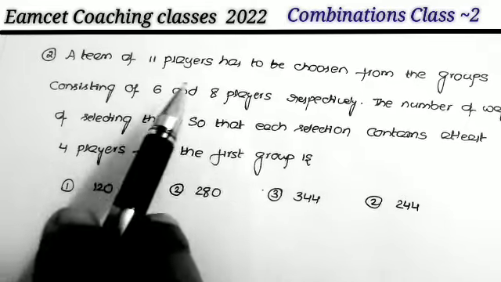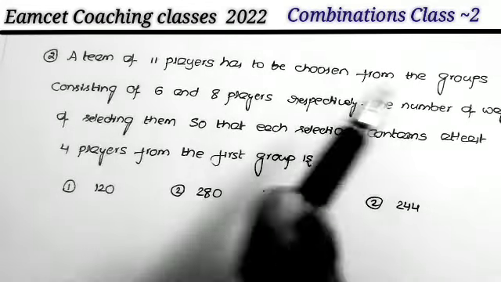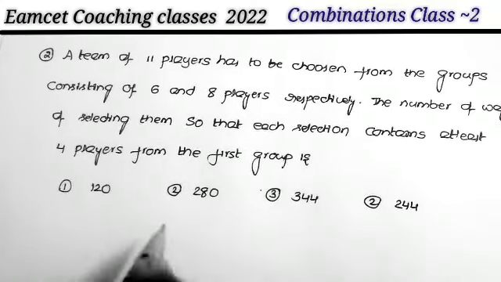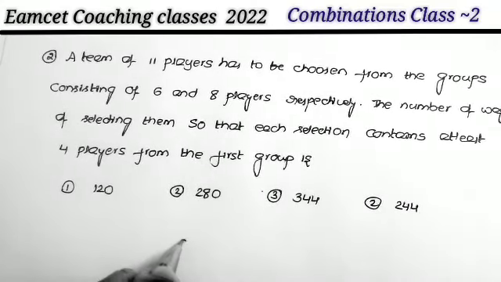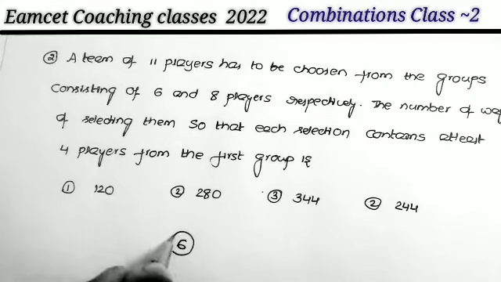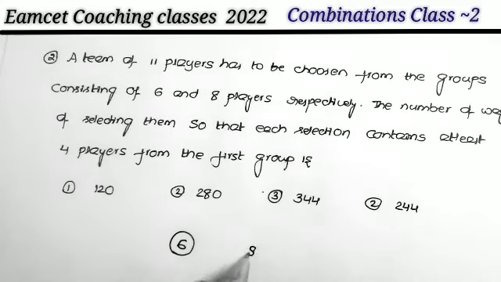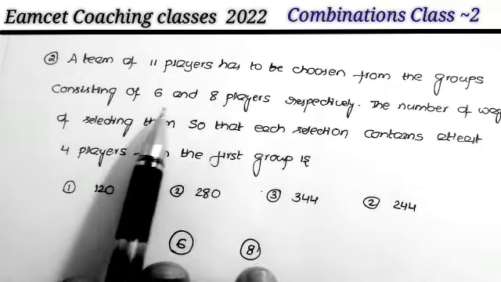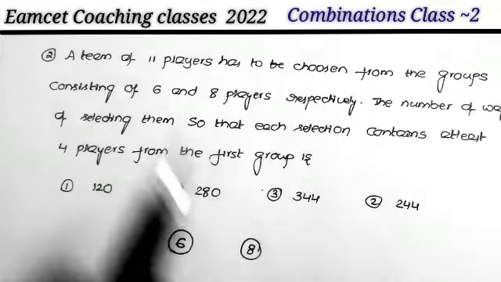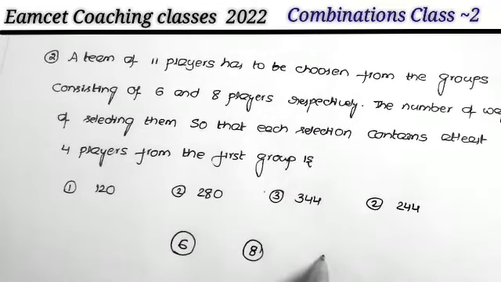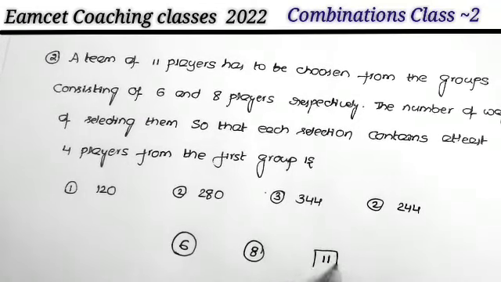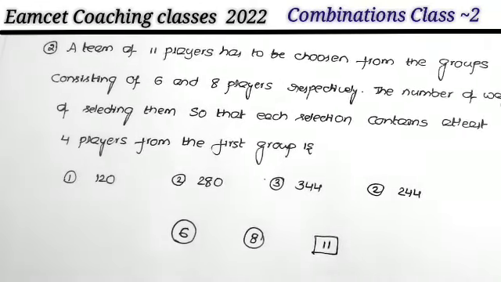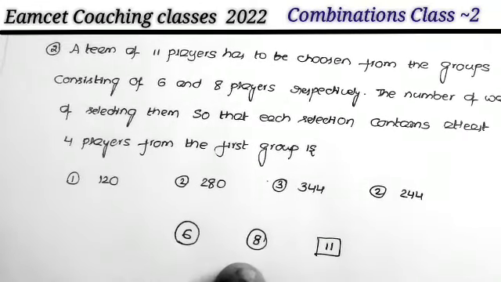A team of 11 players has to be chosen from groups consisting of 6 and 8 players respectively. So here two groups are given. In the first group the number of players is 6, and in the second group the number of players is 8. We have to choose one team with 11 members from these 6 members and 8 members.